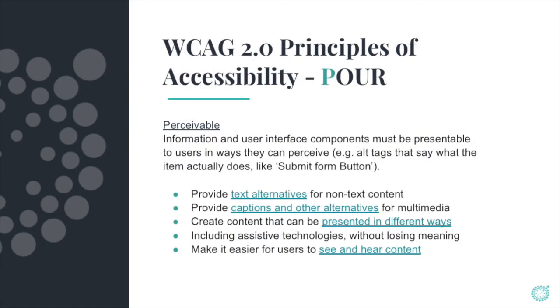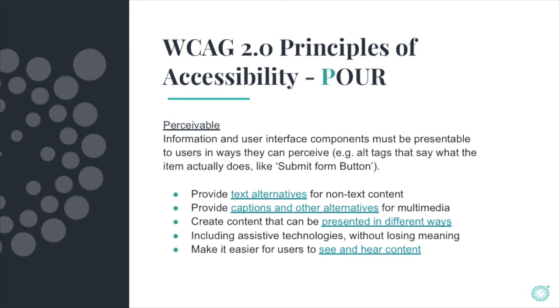So WCAG 2.0 established 4 principles, POUR, for which there are 3 levels, A, AA, AAA. Let's review the principles first before we dive down into the levels. So P, for perceivable. Information and user interface components must be presentable to users in ways that they can perceive.